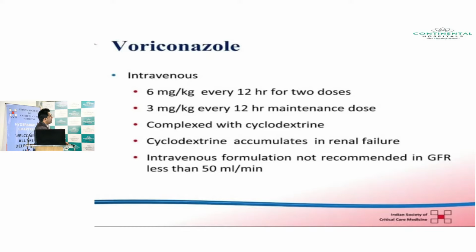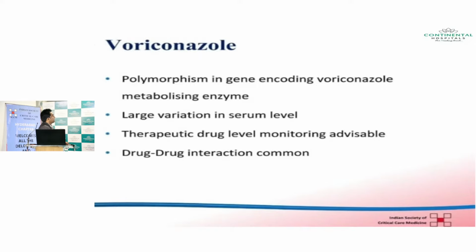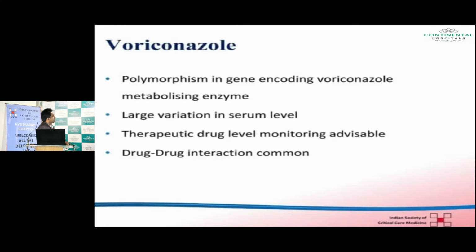IV voriconazole is complexed with cyclodextrin. Cyclodextrin accumulates in renal failure, and the intravenous formulation is not recommended in GFR less than 50 ml per minute. The problem with voriconazole is that there is wide polymorphism in the gene encoding the voriconazole-metabolizing enzyme, because of which there are large variations in serum levels. That's why we have to monitor. Therapeutic drug level monitoring is advisable in most cases. Drug-drug interactions are very common with voriconazole; it interacts with anti-TB drugs and anti-epileptic drugs.